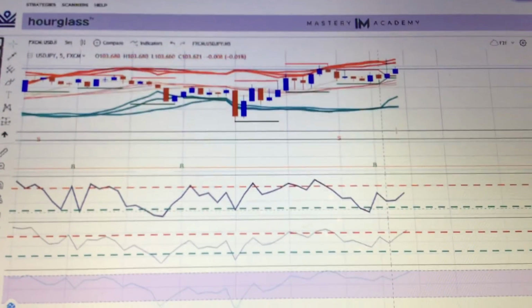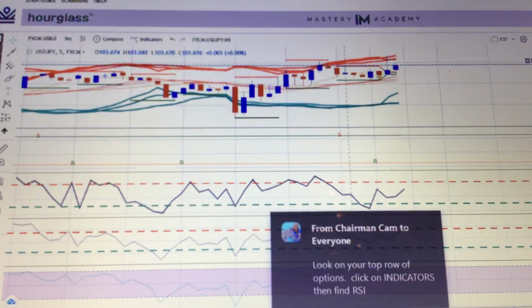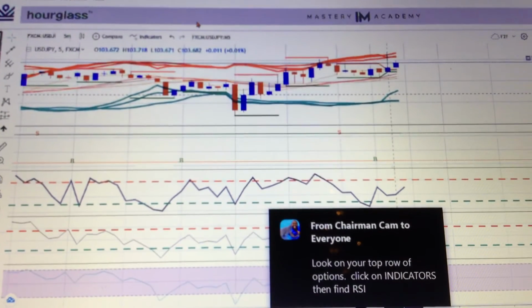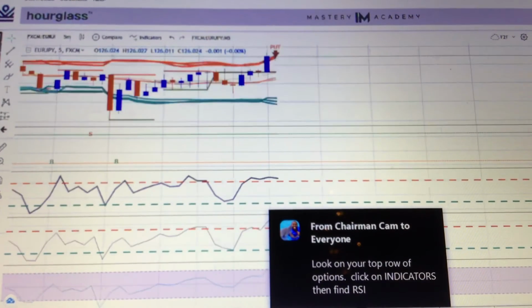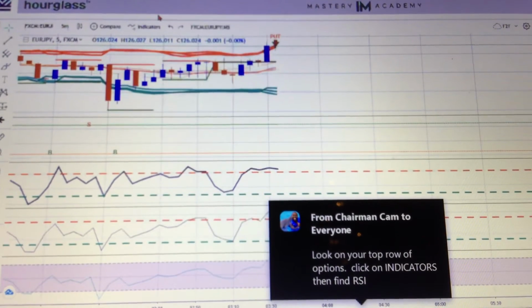All right, and you guys know the 200 EMA, for anyone that's new that's looking at this. Let me go ahead and open up a chart for you so that you can see what I'm talking about when I say 200 EMA.